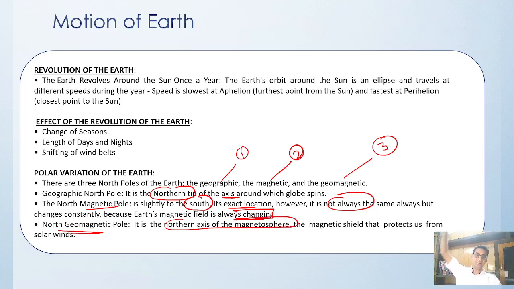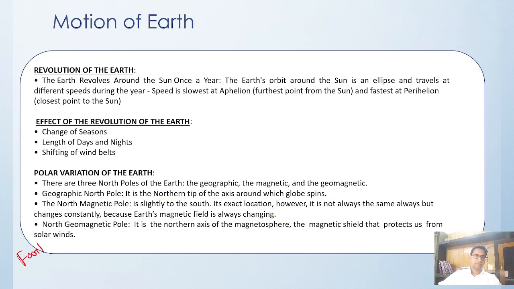Then the north geomagnetic pole is the northern axis of the magnetosphere. It is far away from the Earth, the magnetosphere which is helping and protecting us from the solar winds. This is the farther magnetic field. The north magnetic pole and geographic north pole are part near the earth's surface, and this north geomagnetic pole is the farther part which helps in shielding us from the solar winds.